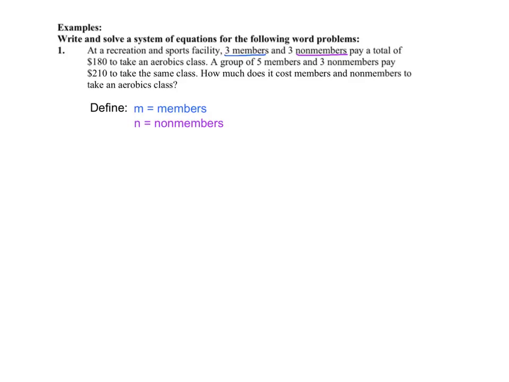So let's make our first equation. At the recreational sports facility, we have 3 members. So 3M, and 3 non-members. So we're going to add that to 3N. That pay a total of $180. So therefore, it's going to equal 180. So that's our first equation. That's step 2.